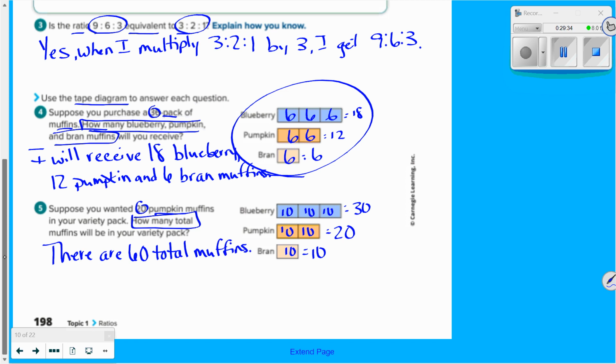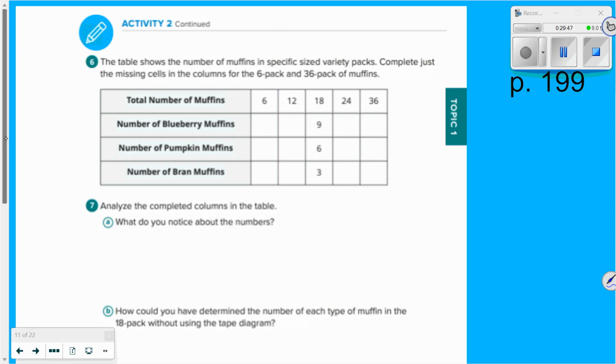Are you starting to see how these go together? Because unfortunately, this is not all they give us on the tape diagrams. So we're going to go off of that. Now, given that concept, though, we have a table that shows the number of muffins in special size variety packs. Complete the missing cells for just the 6 and the 36. So I want you to fill this out and this out. We'll come back to it. So I'll give you 1 minute.